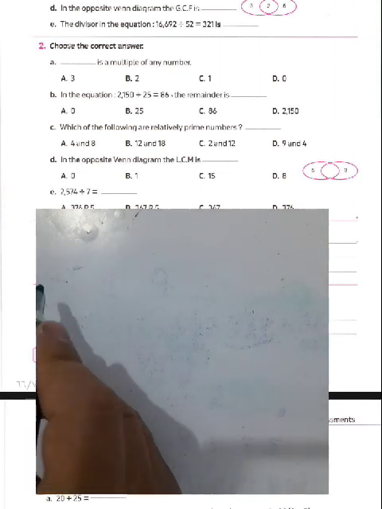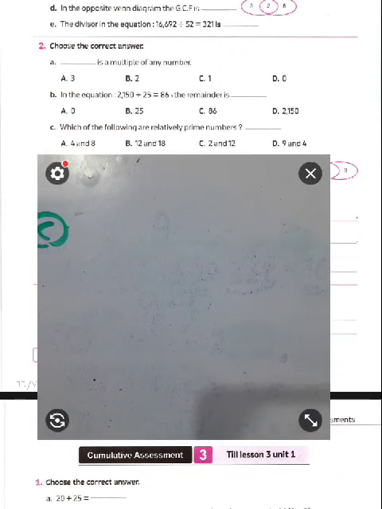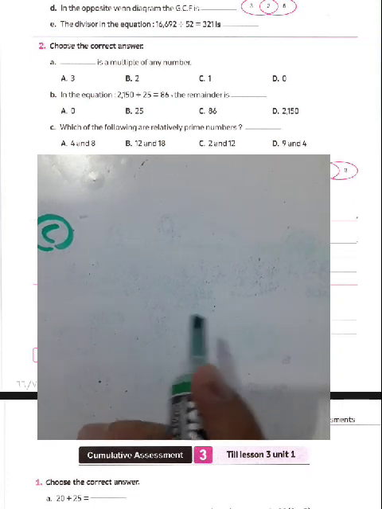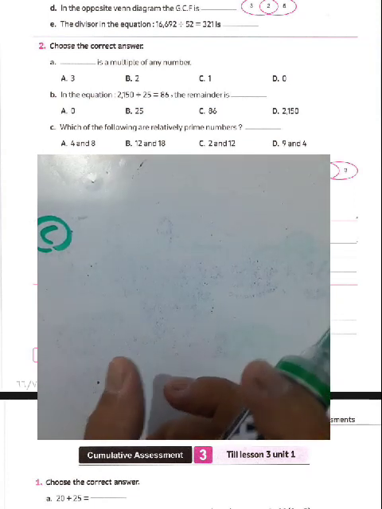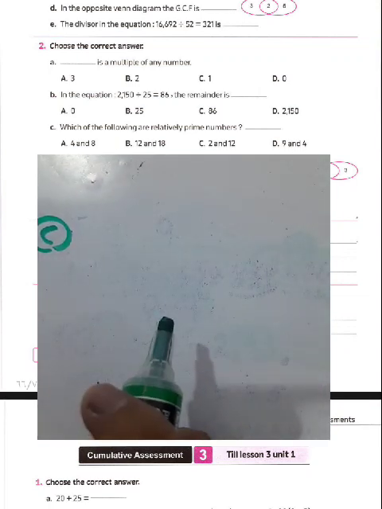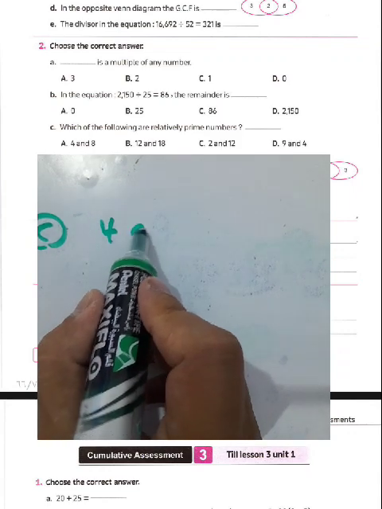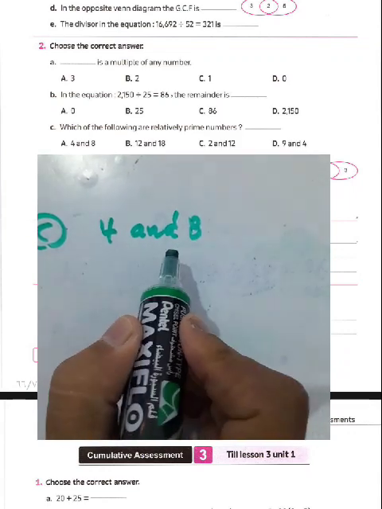Question letter C. Which of the following are relatively prime numbers? Relatively prime numbers means the first number and the second number can be divided by 1 only. Look at 4 and 8.